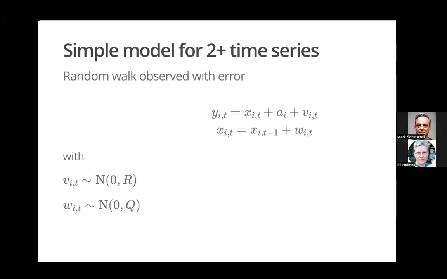Here's our random walk observed with error. Here's our random walk, and these are the data, and the data say it's this random walk plus some error. And this, remember, is just a bias term. It just determines whether we're shifting this thing up or down relative to the truth. So if this had an expectation of 0, that term would essentially go away. It'd just be 0.